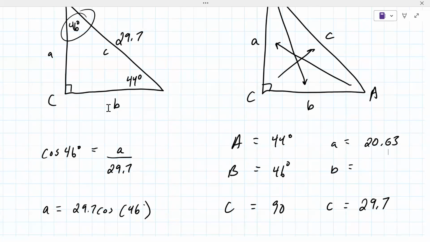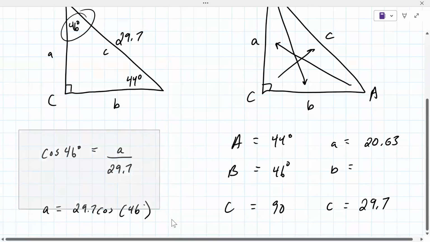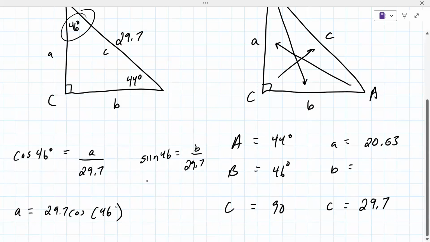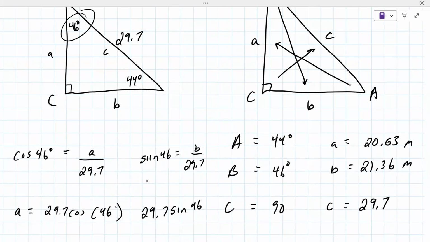All right. So do you want me to set it up, or do you feel like you got it? It'd be sine 46 equals B over 29.7. 29.7 times sine 46. So then 21.36. All right. Very good. And we probably should have units.